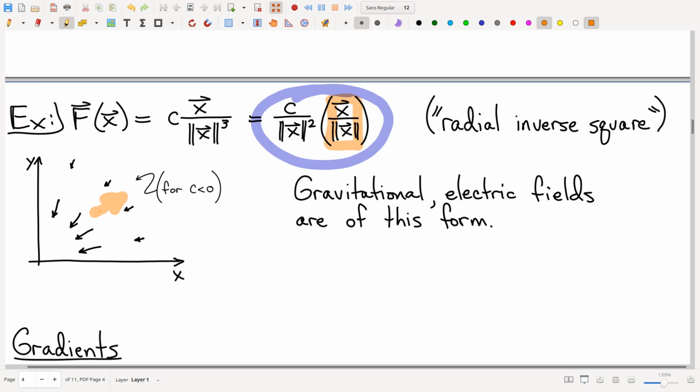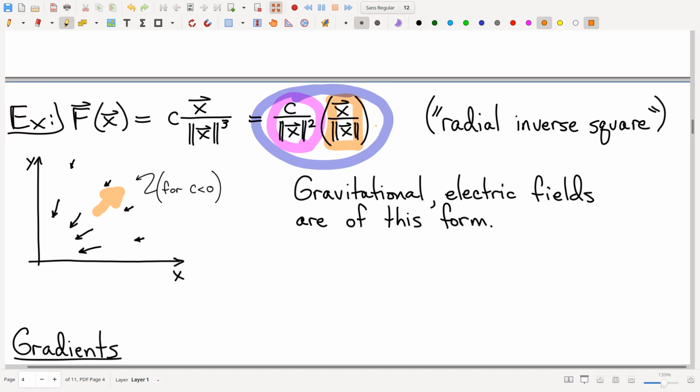It's always a unit vector. Oh, that's bad art. There we go. It's always a unit vector pointing exactly away from the origin. And then there's a magnitude here. Scalar in front of a unit vector is the magnitude. And notice that that's inverse square.